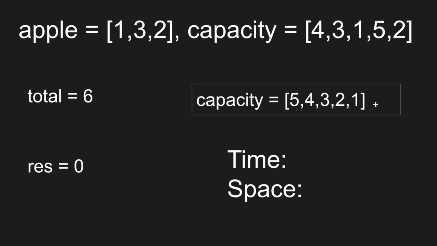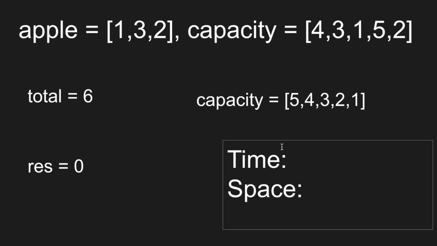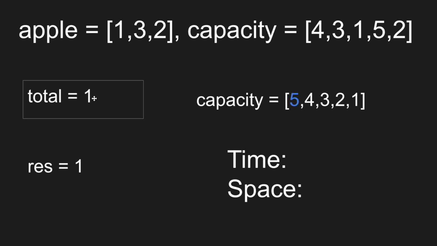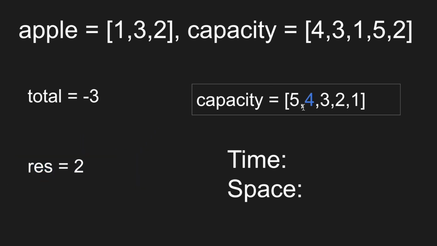So first we sort the array and set the total to 6, and now we can iterate. So 6 minus 5 is 1, increment result by 1. Now 1 minus 4 is negative 3, and increment result by 1 again. And now that total is less than or equal to 0, we can return this as our result, meaning that we will only need 2 boxes from capacity.